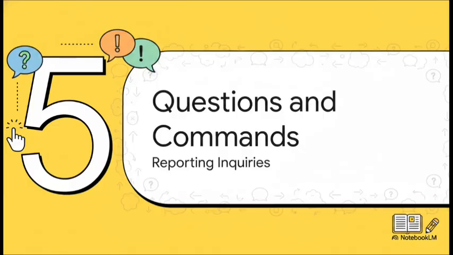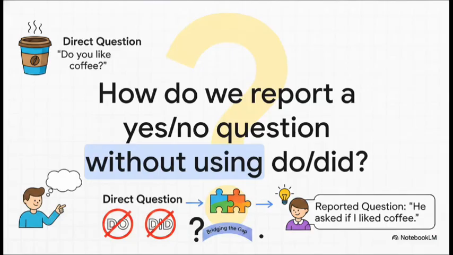Section 5: reporting questions and commands. Now, conversations are way more than just reciting facts. We ask questions too. But think about a direct question, like, "Do you like coffee?" It relies heavily on the helper verb "do." When we report it, we actually don't use those helper verbs at all, and we definitely don't use a question mark. So how do we bridge that gap?